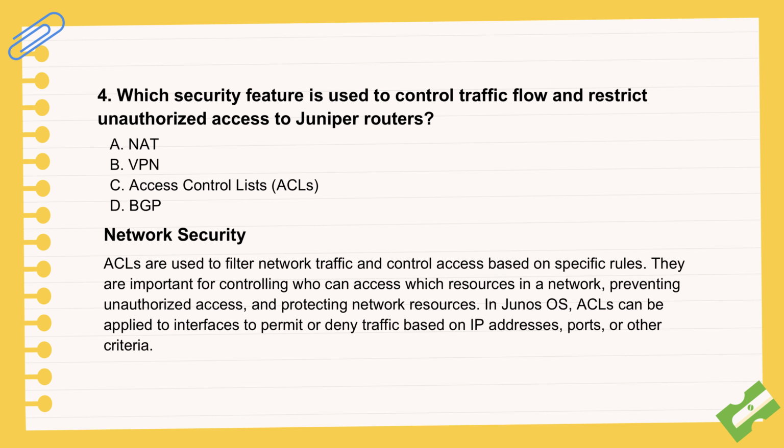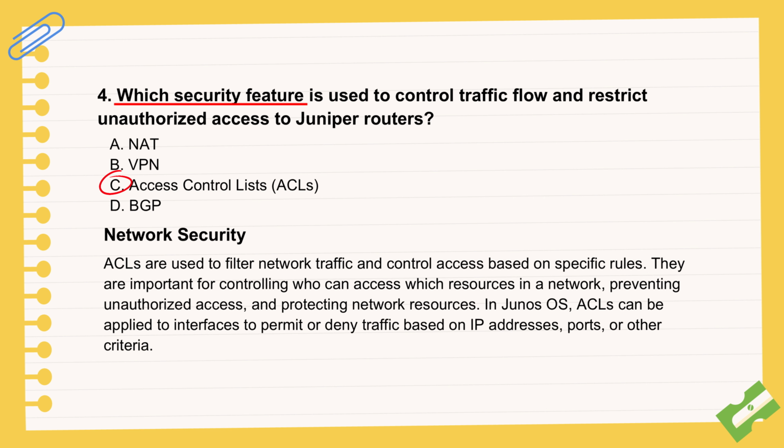Very useful. All right, question 4. Shifting gears to security. Which security feature controls traffic flow and restricts unauthorized access on Juniper routers? Options: NAT, VPN, ACLs, BGP. This one has to be ACLs, access control lists. Okay, yeah, it ties right into network security. ACLs are like your firewall rules, but right on the router interface. Like bouncers at the club door, checking IDs. Yeah, that's a pretty good analogy.